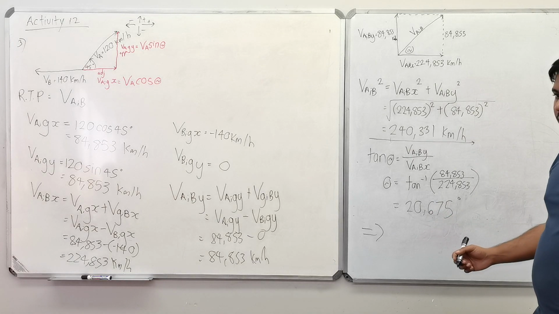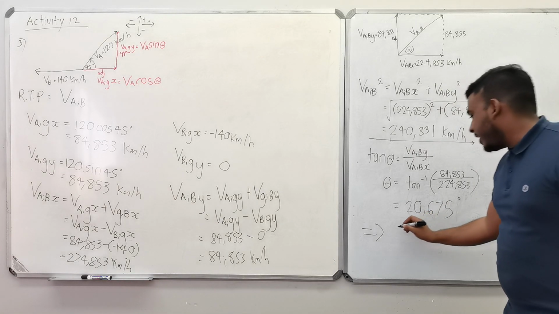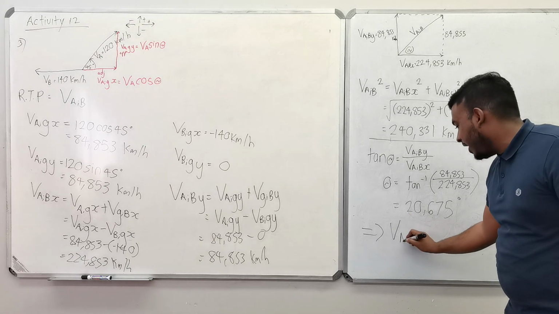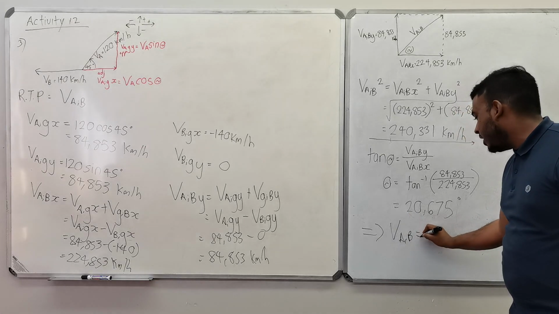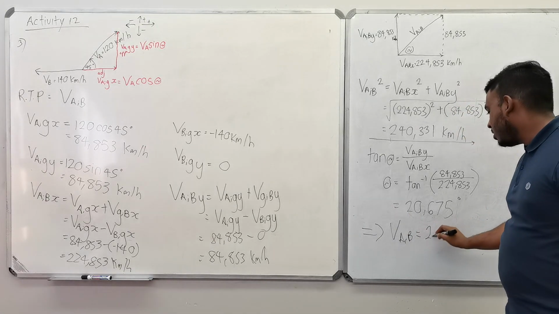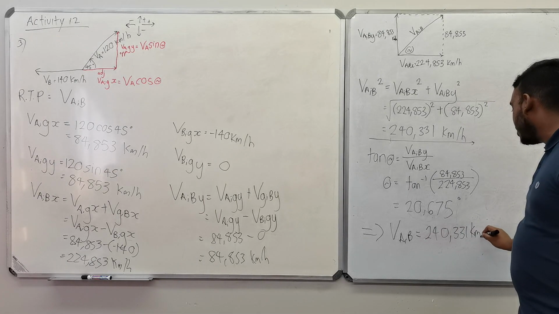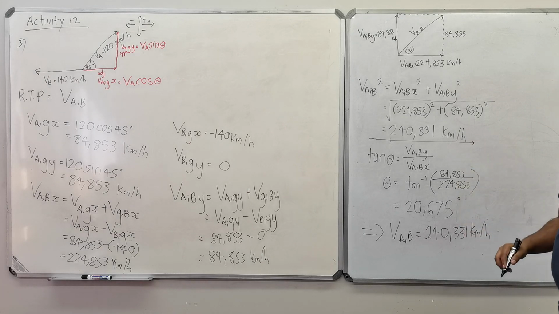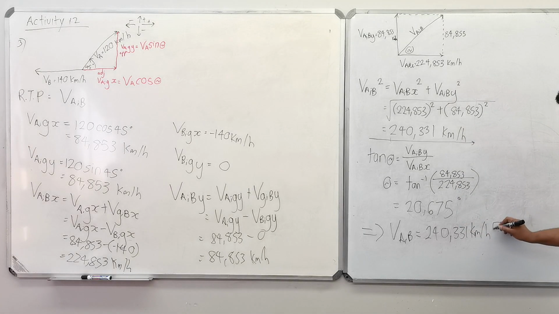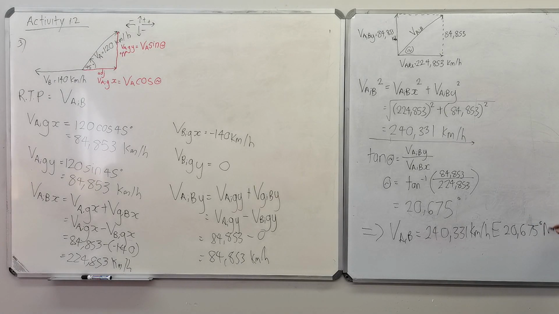240.31. So firstly, the velocity of A relative to B is equal to 240.331 kilometers per hour. And how would you write the direction? East. 20.675 degrees.